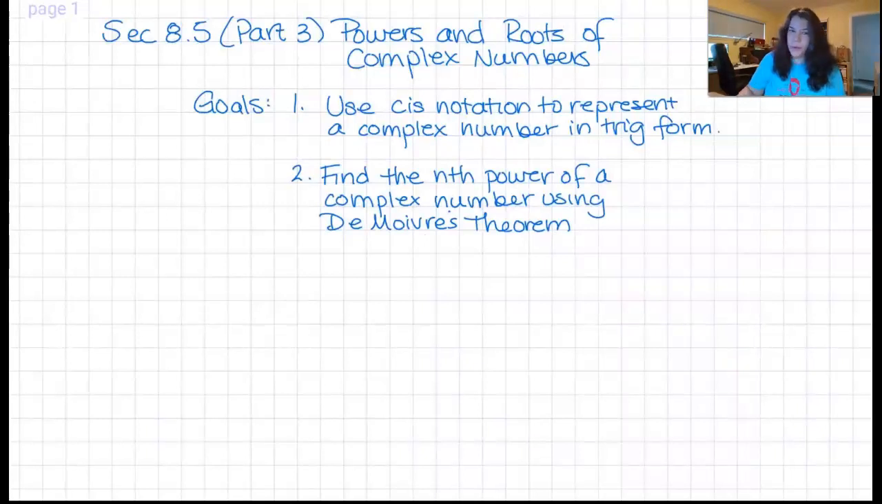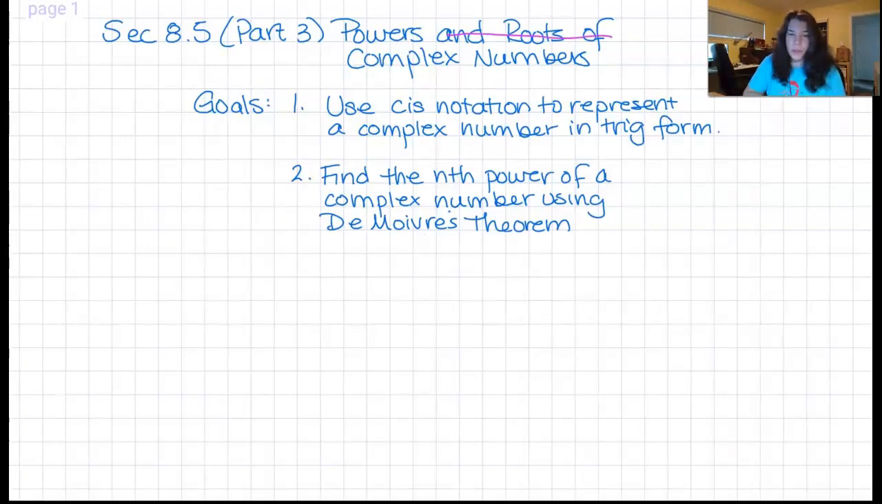All right, here we are for part 3. This is actually going to be 4 parts altogether. I changed my mind as I was working through this. So for this one, we are not going to look at roots yet, so I'm going to cross that out. We're just going to look at powers of complex numbers.